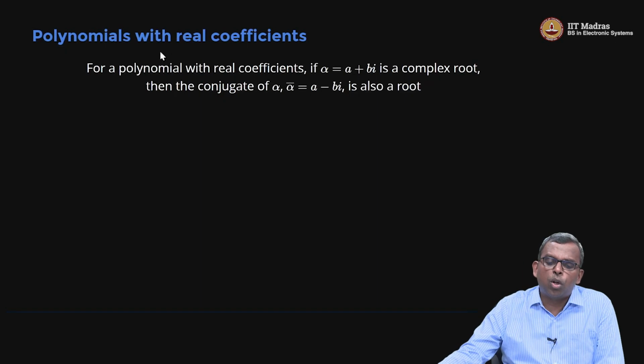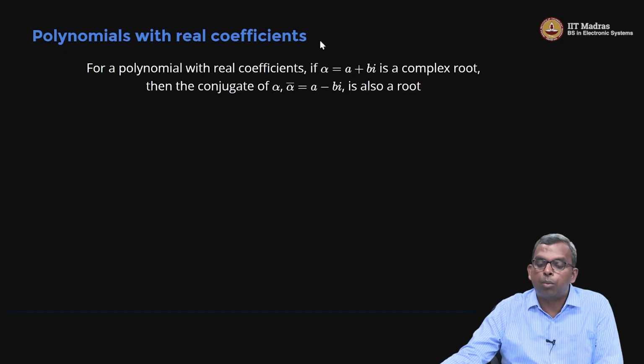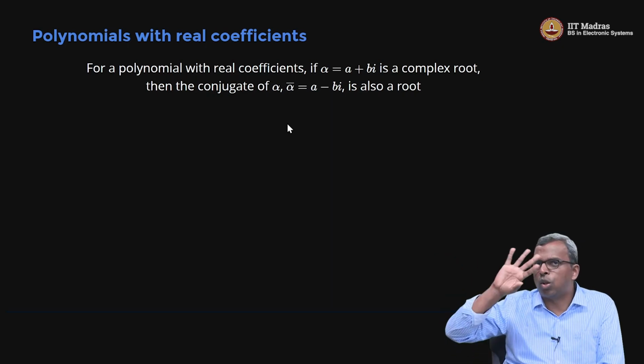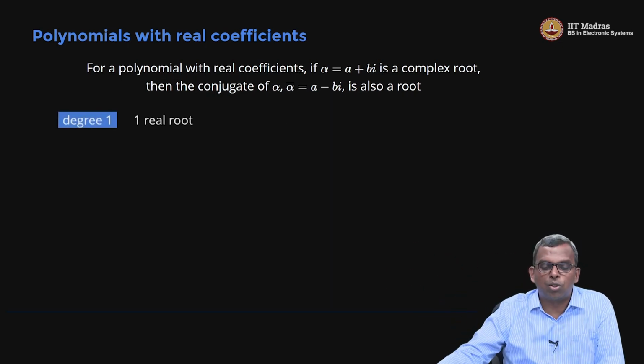Okay, so now what happens if a polynomial has real coefficients? Real coefficients impose additional structure on the roots. If a polynomial has real coefficients, and you have a complex root a plus bi, where b is not 0, then its conjugate will also be a root. So the conjugate, a minus bi, is also a root, which is different from a plus bi. It's easy to show because the coefficients are real. If you write this equation down equal to 0 and then conjugate both sides, you will get that the conjugate will also be a root.